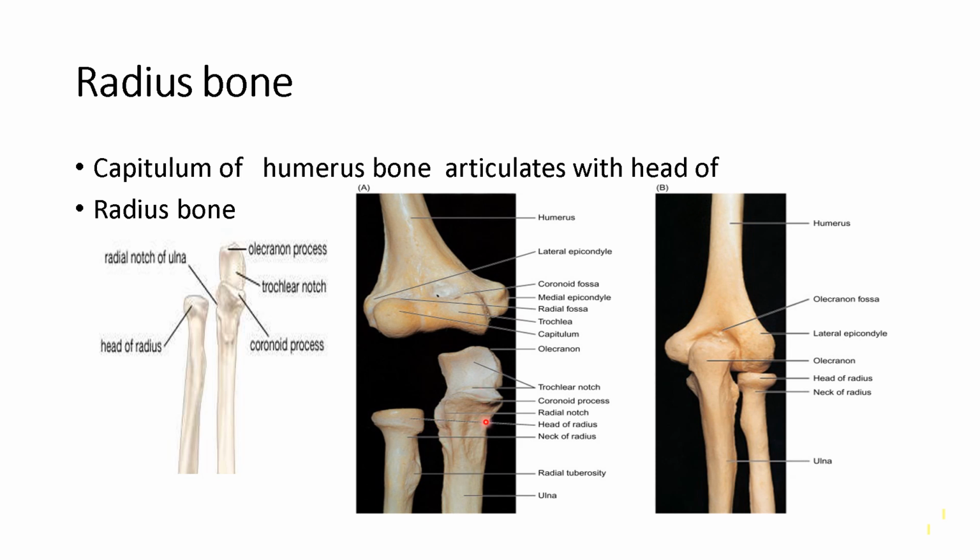This is the ulna bone. Later you study this. This is the radial notch of the ulna. This head of the radius articulates with the radial notch of the ulna to form part of the superior radio-ulnar joint.